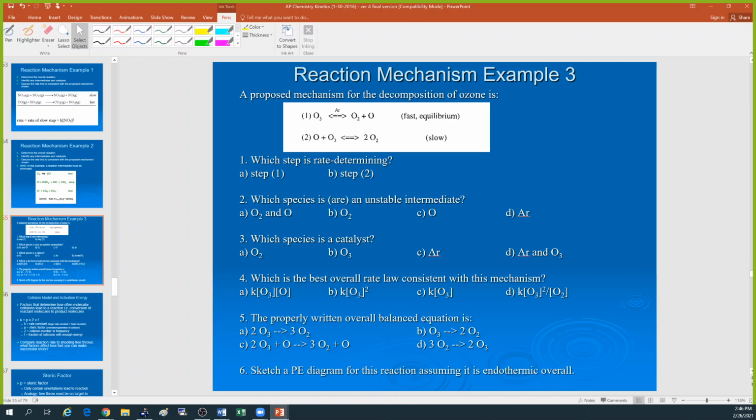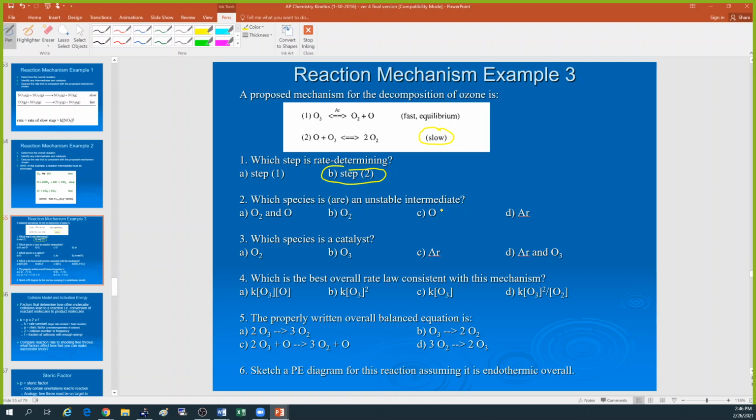This is a pretty simplistic one. And it brings in another kind of pseudo skill that you need to understand to apply here. And in our case, it actually is easier because we've learned about equilibrium already. So I can take advantage of that. So first of all, the rate determining step is obviously very simple. It's always the slow one. So in our case, it's step 2.